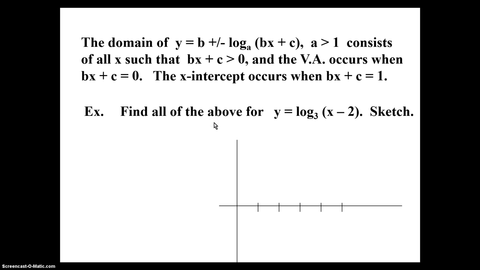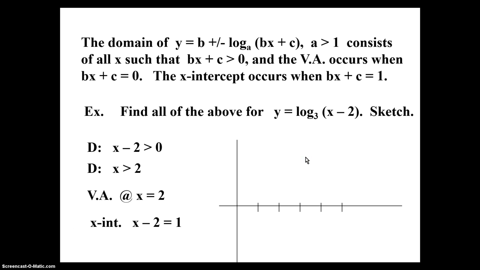So we did an example. This one, our bx plus c section, is the x minus 2. So I say to get my domain, x minus 2 is greater than 0. Solve for x, I get x is greater than 2. To get my vertical asymptotes, I set this x minus 2 equal to 0. Solve for x, I get x equals 2. To get my x-intercepts, I set x minus 2 equal to 1. Solve for x, and I get x equals 3.